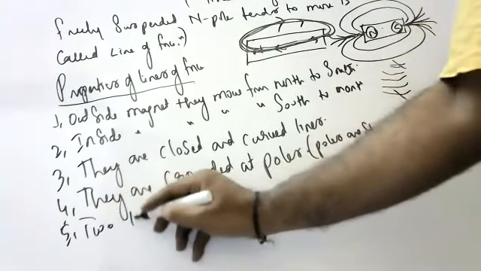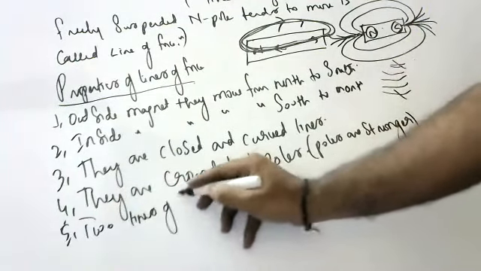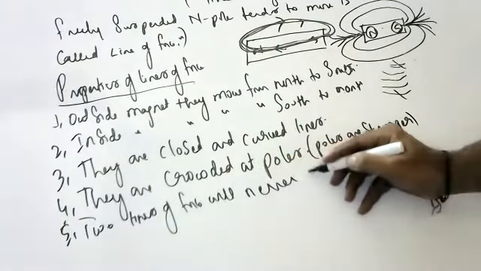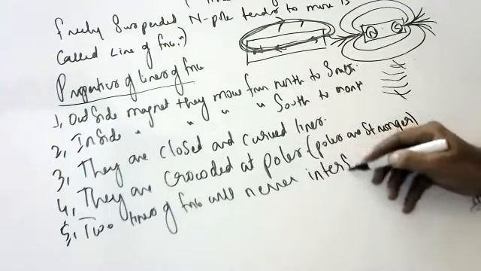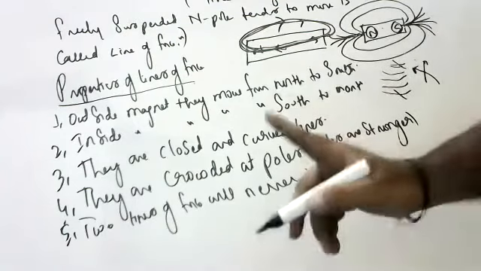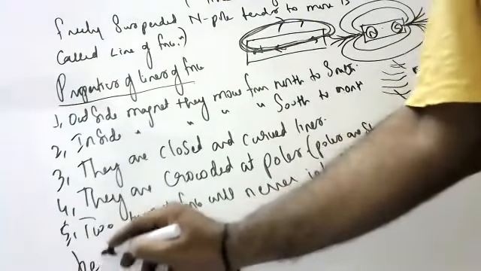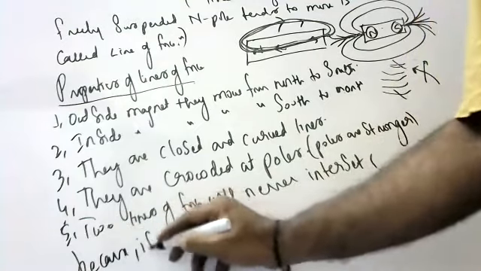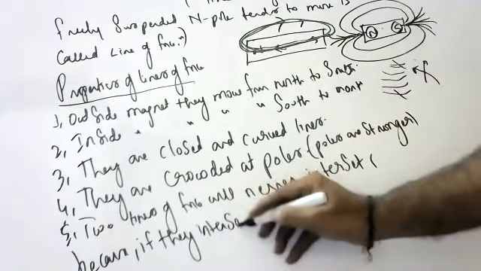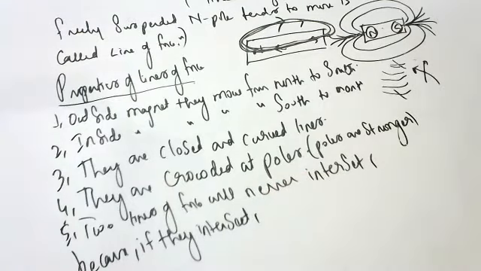Two lines of force will never intersect. Try to understand, children. Two lines of force will not intersect like this. Two lines of force will never intersect because if they intersect, very important, so many times in board exams they ask, if they intersect, because children, if they intersect, what does it mean?